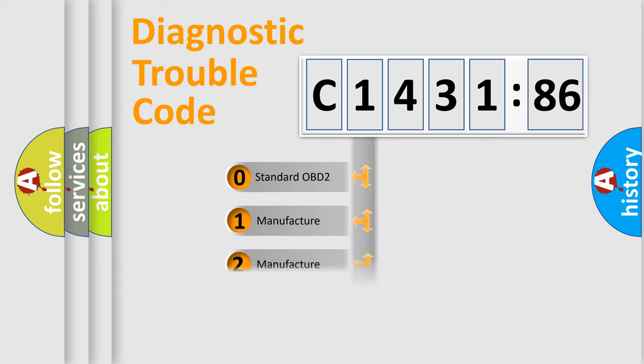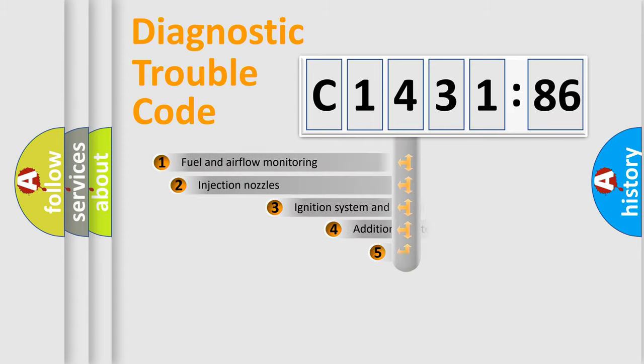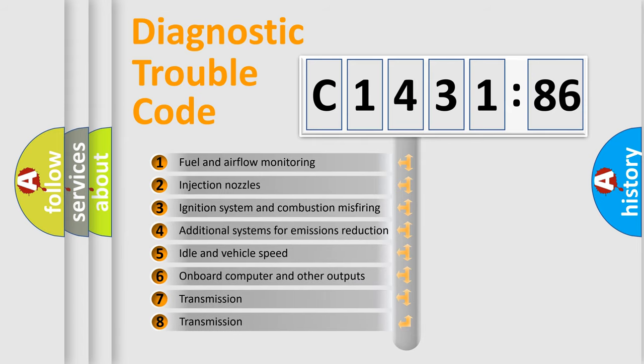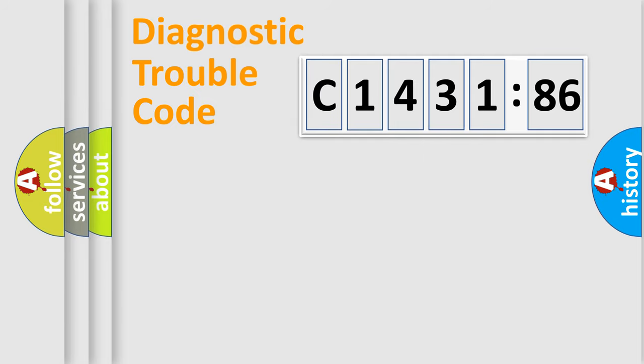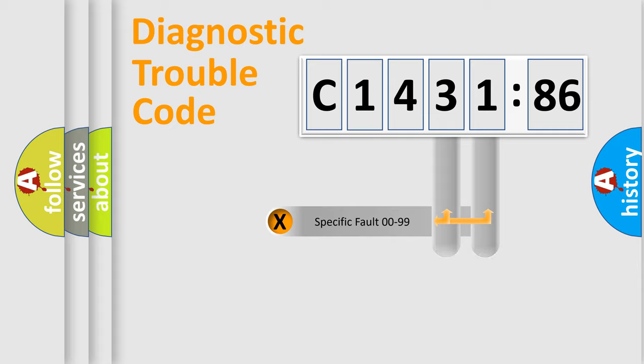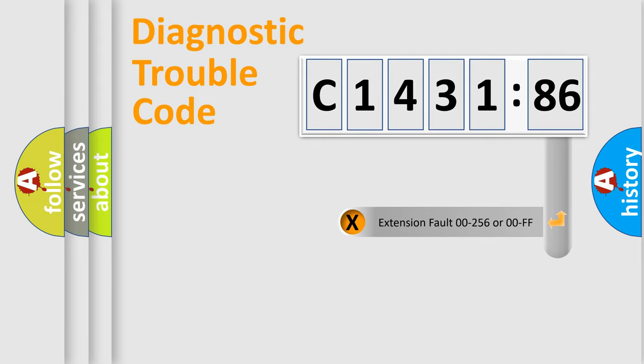If the second character is expressed as zero, it is a standardized error. In the case of the numbers 1, 2, 3, it is a more specific expression of a car-specific error. The third character specifies a subset of errors. The distribution shown is valid only for the standardized DTC code. Only the last two characters define the specific fault of the group.